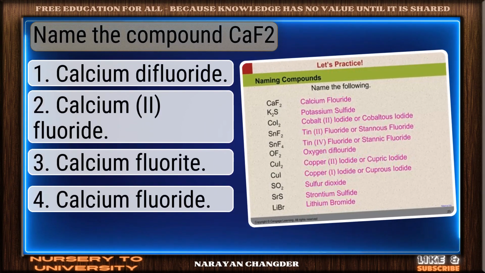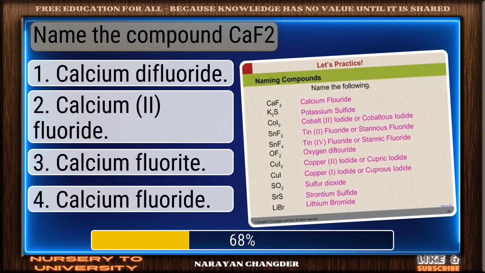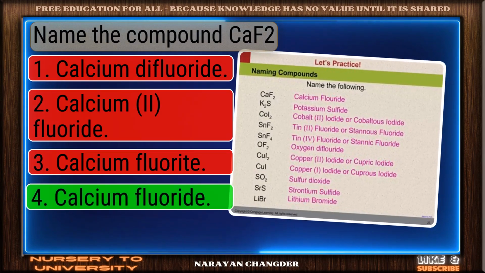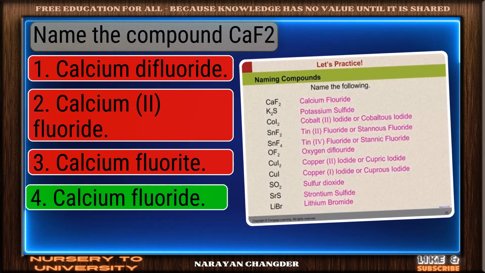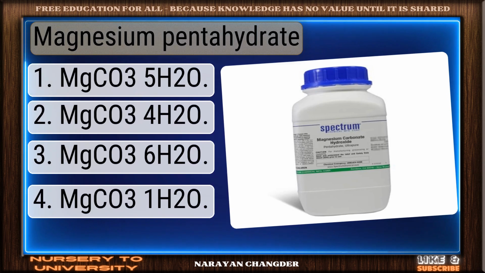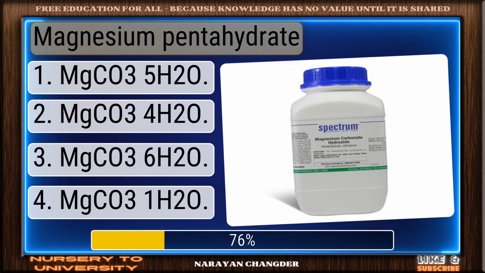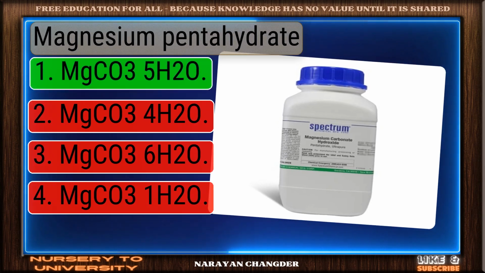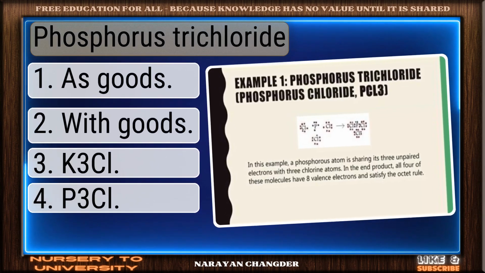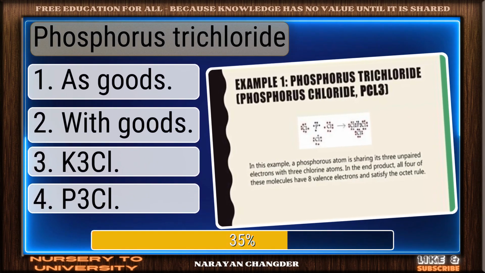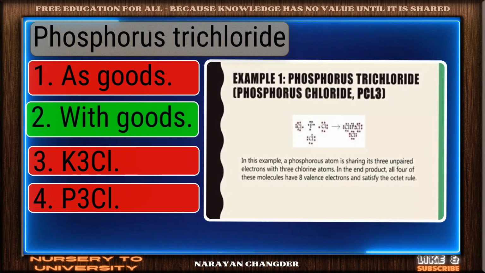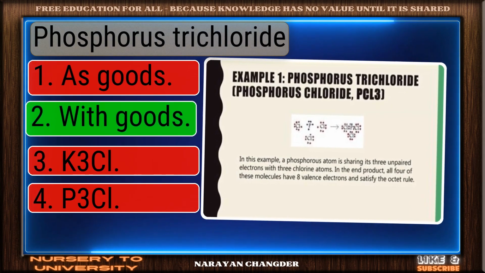Name the compound CaF2. Nice selection. Calcium fluoride is the correct and valid answer. Magnesium pentahydrate. Correct. Mca 3520 is the right answer. Phosphorus trichloride. Great job. With goods is the accurate answer.